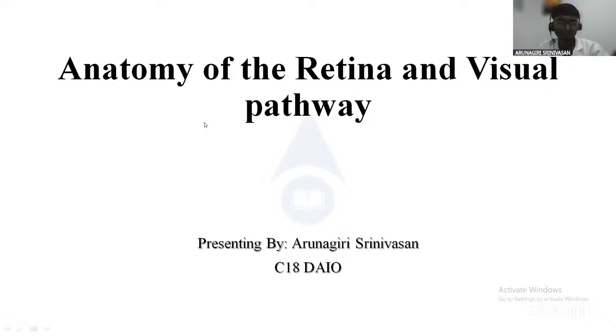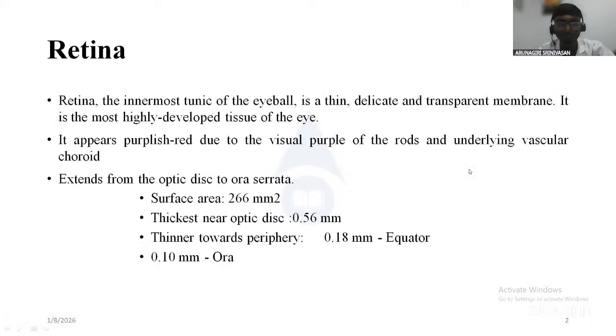Today we are going to see about the anatomy of the retina and visual pathway. Retina is the innermost tunic of the eyeball, and it is a thin, delicate, and transparent membrane. It is the most highly developed tissue of the eye. It appears pupillary red due to rhodopsin, the visual purple of the rods, and the underlying vascular choroid. It extends from the optic disc to the ora serrata.